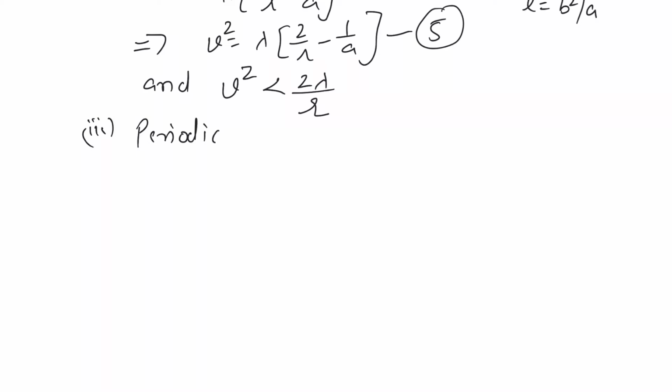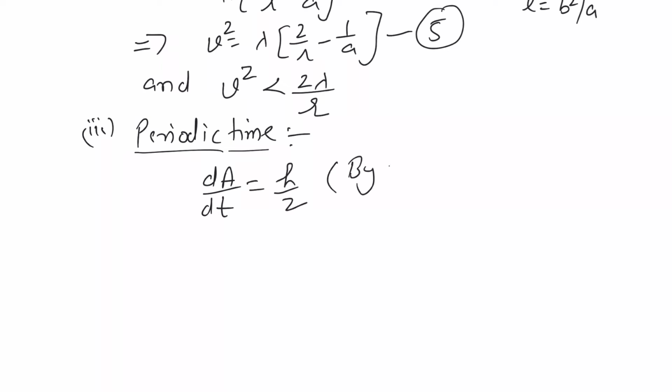Periodic time is the time taken to complete one cycle. By the definition of areal velocity, we know that this is always constant, h by 2. This implies that this quantity will always be constant. Again, I am going to take the figure of the ellipse.